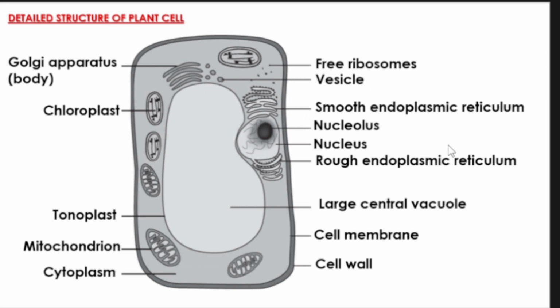So let's dive a bit and look at the functions of each part of the cell we have looked at already. So we are going to start with the functions of parts of cells, and we'll begin with the cell wall. And you should know that a cell wall is only found in a plant cell and not in an animal cell.